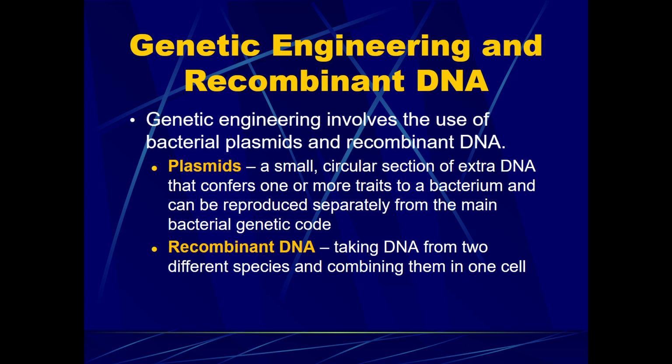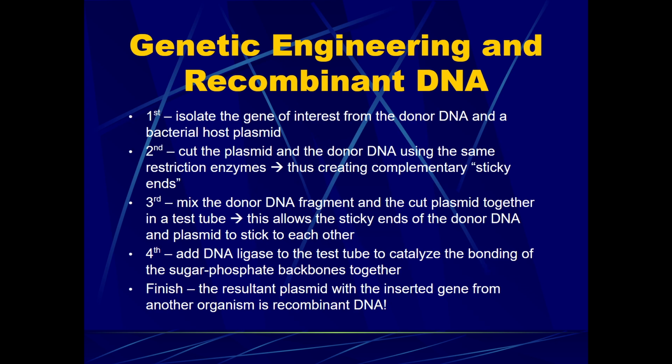And recombinant DNA takes DNA from two different species and combines them in one cell. To do so, you'd want to isolate the plasmid or gene of interest, and use a restriction enzyme to cut out the plasmid or the gene of interest. You generally would want to create sticky ends so it would stick to something else. And then you'd mix the donor DNA fragment and the cut plasmid together. This would produce recombinant DNA, and you would stick everything back together with DNA ligase.